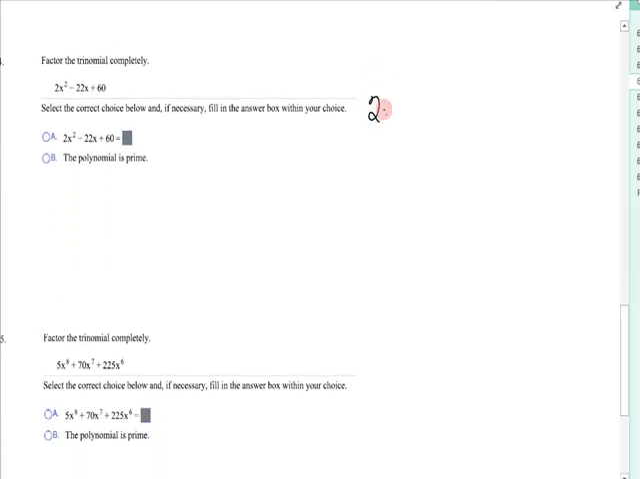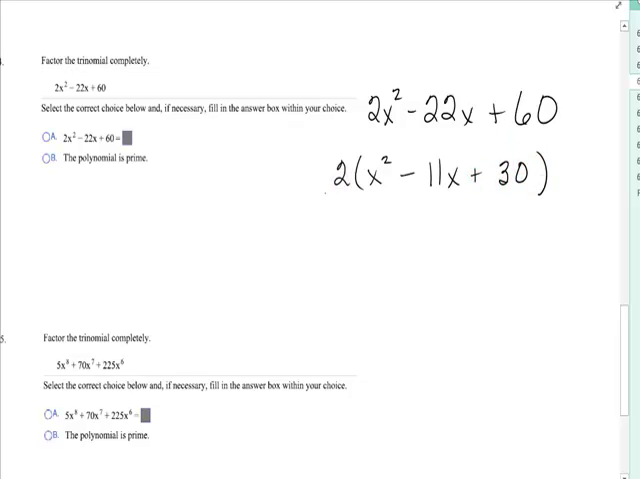I have 2x squared minus 22x plus 60. Factor. If we factor, is there a GCF? Yes, 2 goes into all of those. 2 goes into 2x squared, x squared times. 2 goes into 22x, 11x times. 2 goes into 60, 30 times. I'm going to keep the 2, and I'm going to see if I can factor further.